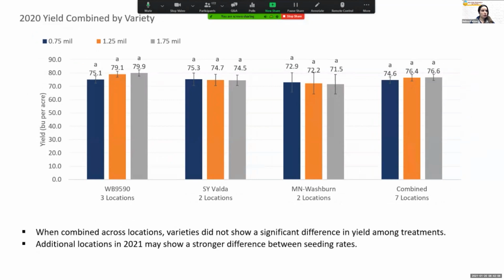Looking at just our 2020 yields by variety, looking at 9590, Valda, and Washburn, even when combined across the 7 locations that we had this year, we still did not find any statistically significant differences in the seeding rate data. I don't like to say that maybe we have seen some trends, so I try to stick to just what we found significant differences in. We had a final question on stand counts. Yes, we did take stand count data, and that's something we'll get to in just a little bit.